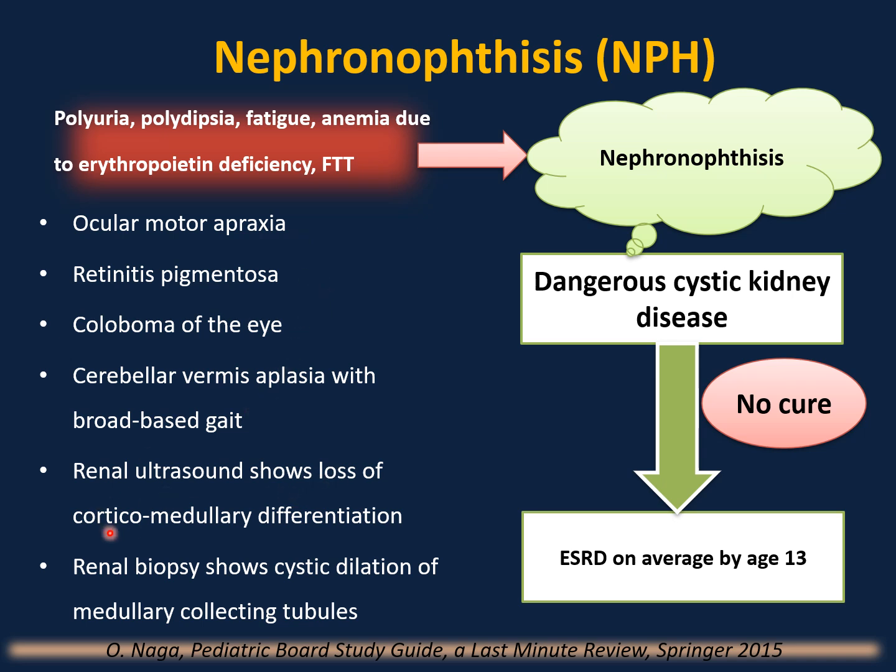Renal ultrasound shows loss of corticomedullary differentiation, and if you do renal biopsy, it will show cystic dilation of medullary collecting tubules.